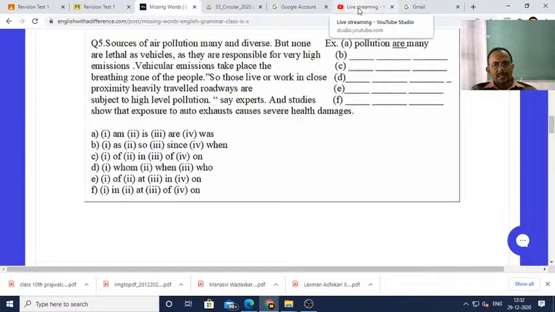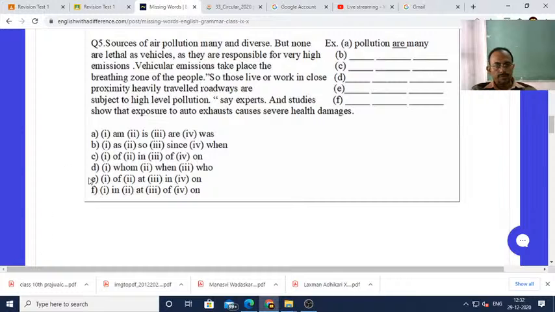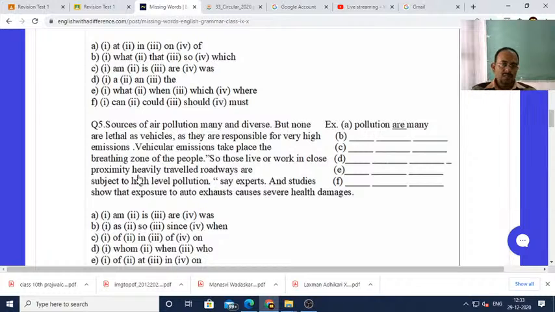Okay, so that is very simple. Number F. I think you can do it very quickly. Okay, very good. Subject to high level of pollution. It should be off. Number F should be off. Okay, that is very simple. So studies show that exposure to auto exhausts causes severe health damages. Okay, auto exhausts. So that is very dangerous for our health, dear students.